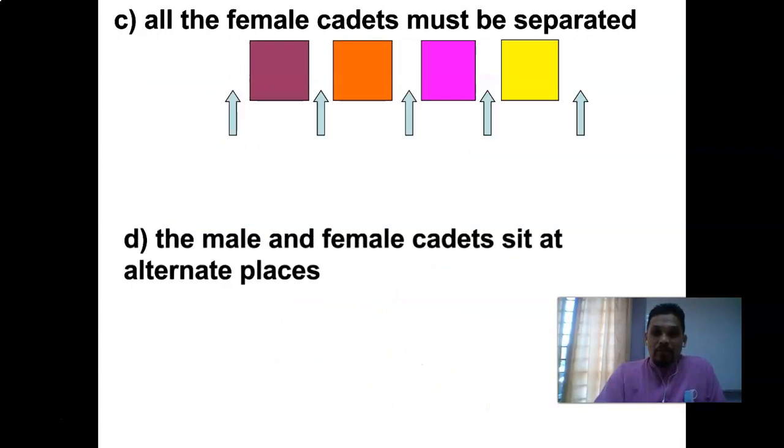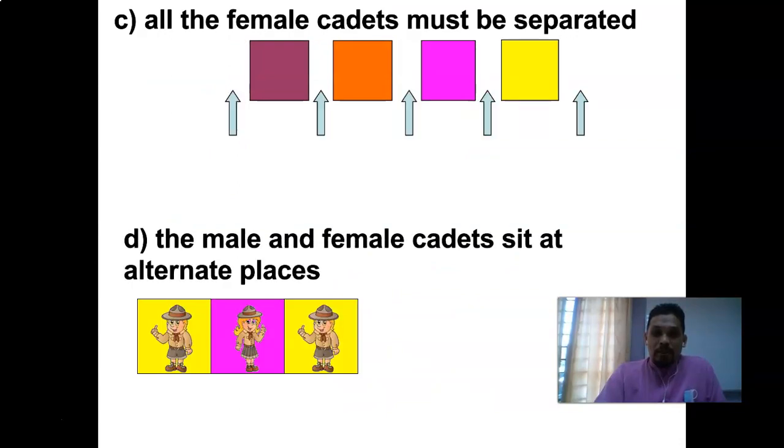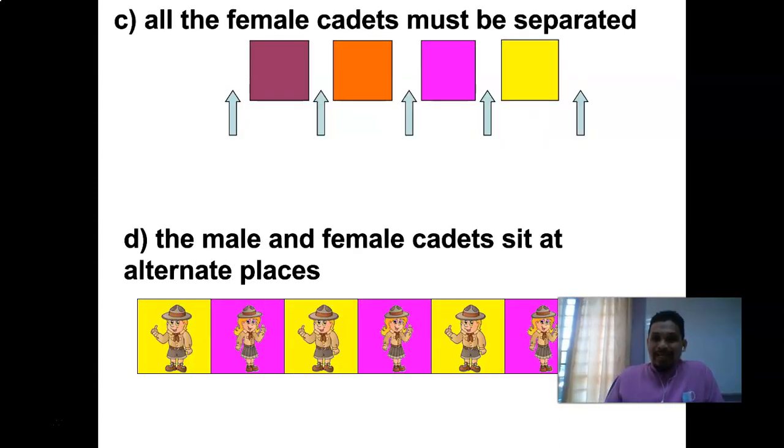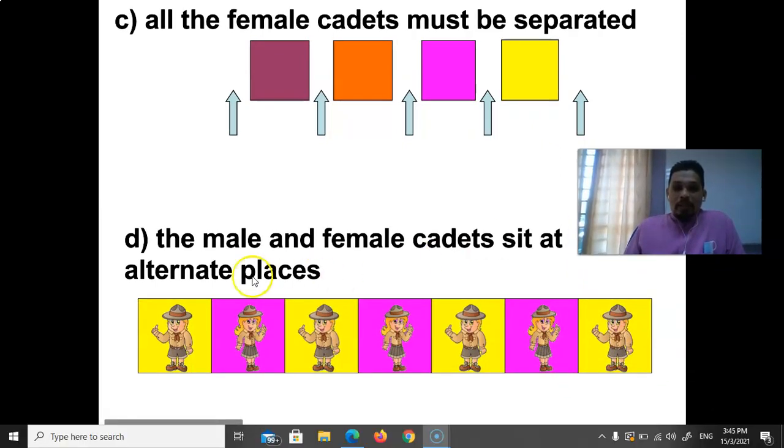Okay, this is the solution for C just now, and D I already answered in the earlier slides. At all alternate places: man, woman, man, woman, man, woman, man.